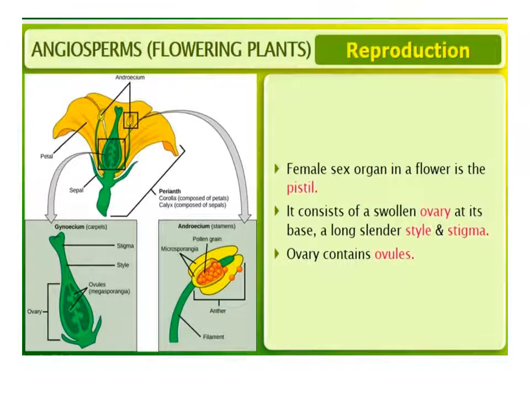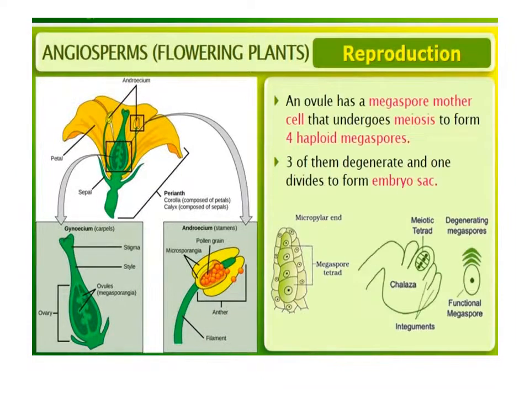The female sex organ in the flower is the pistil. It consists of a swollen ovary at its base, a long slender style and stigma. The ovary contains ovules. And the ovule has the megaspore mother cell that undergoes meiosis to form 4 haploid megaspores. 3 of them degenerate and 1 divides to form the embryo sac.